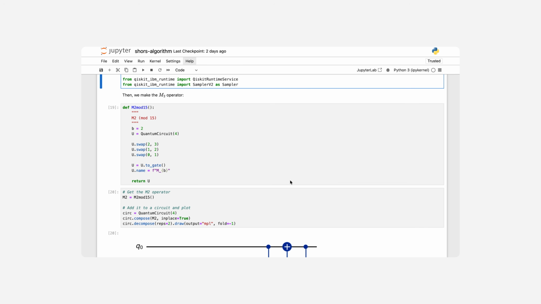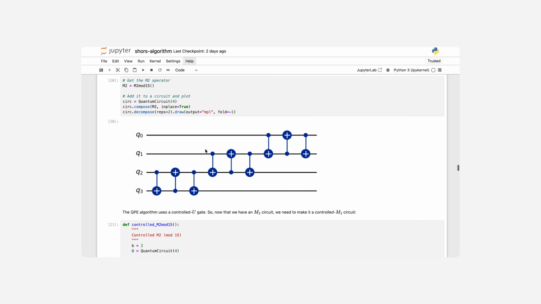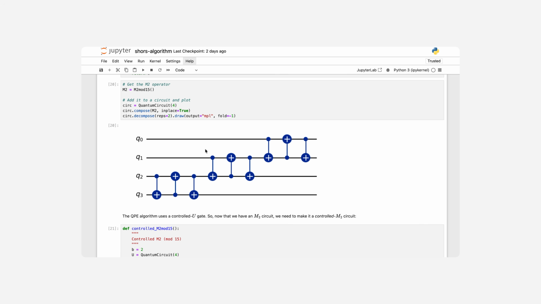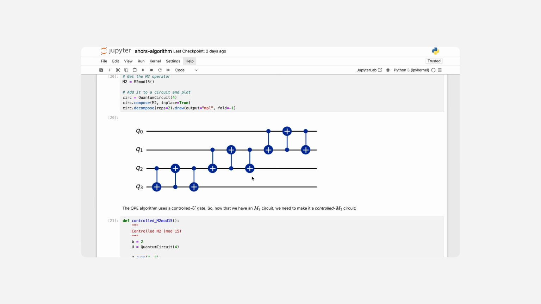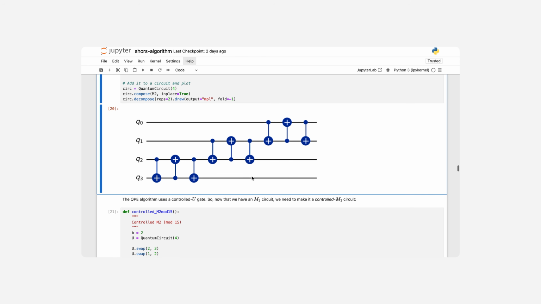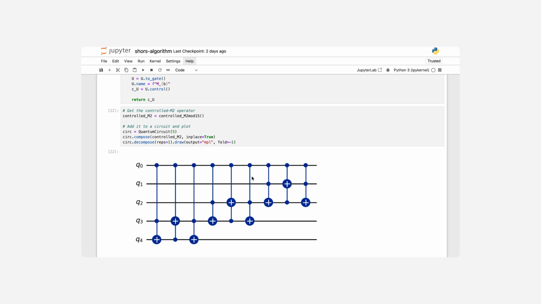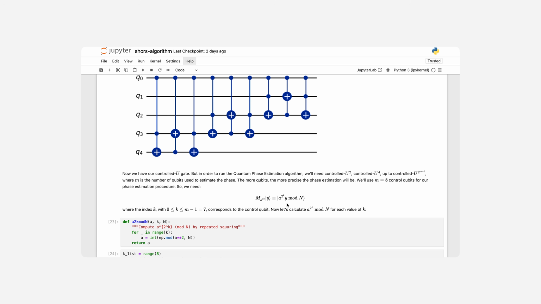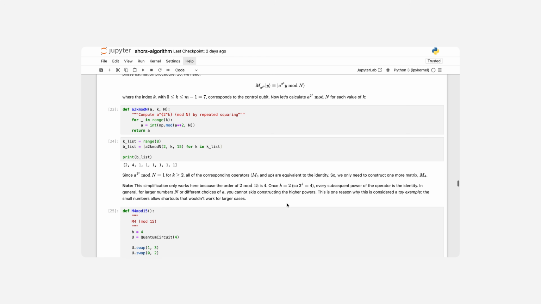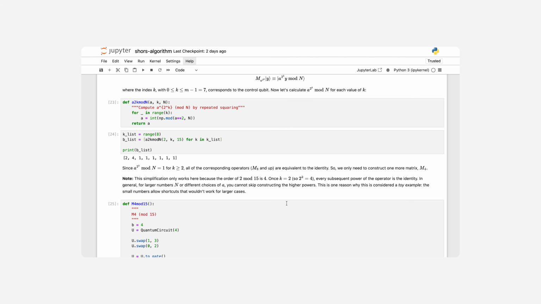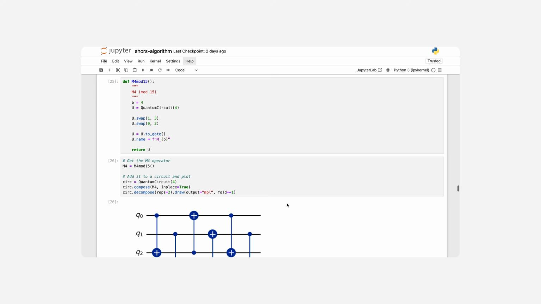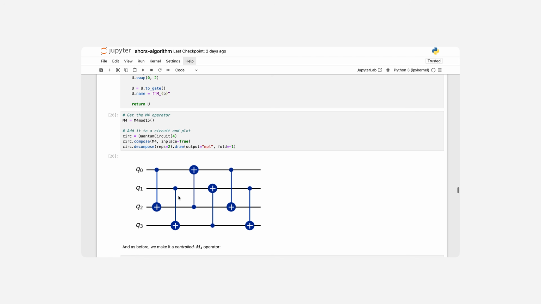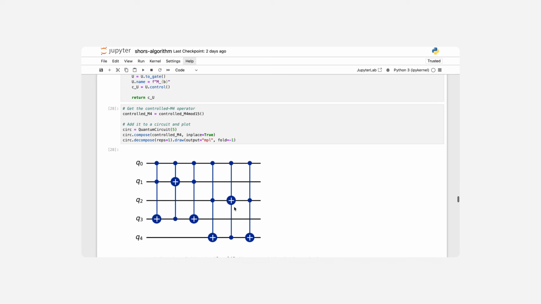Here's where we define the M2 operator, which ends up just being a series of swap gates, each of which decompose into 3 C-NOTs, as you can see here. Then we need to make this a controlled M operator, so we introduce a control qubit and adjust the circuit accordingly. Finally, the last gate we'll need for the quantum phase estimation is a controlled M4 unitary, which is the square of M2. So we do the same thing as before. We have our M4 gate, then we make it a controlled M4 gate.